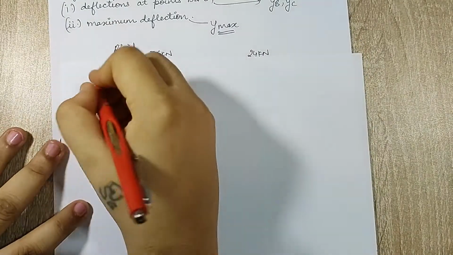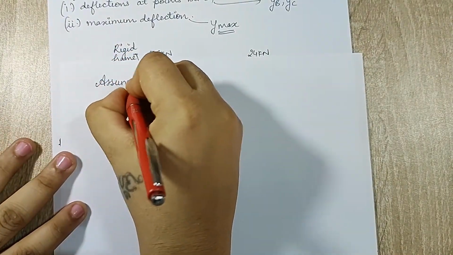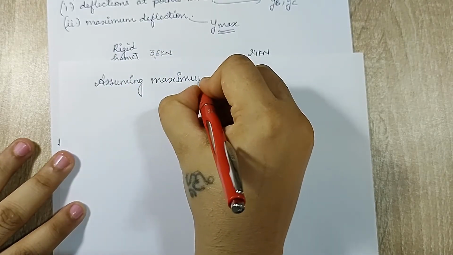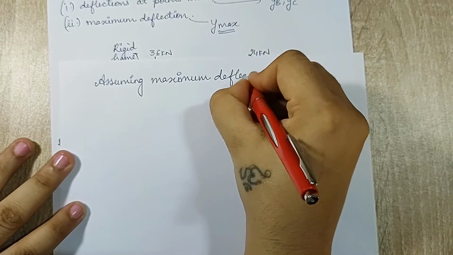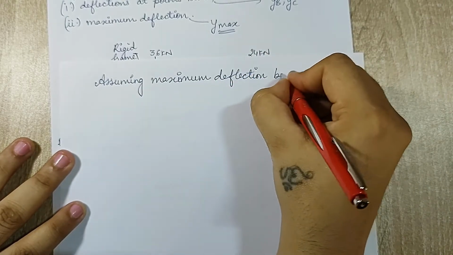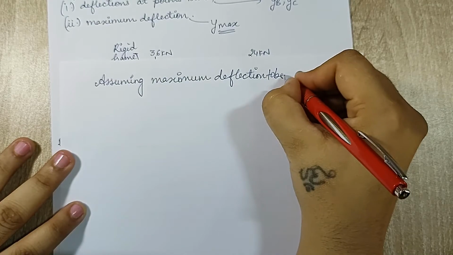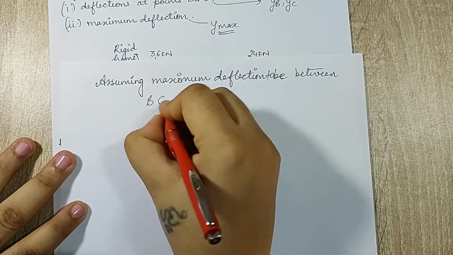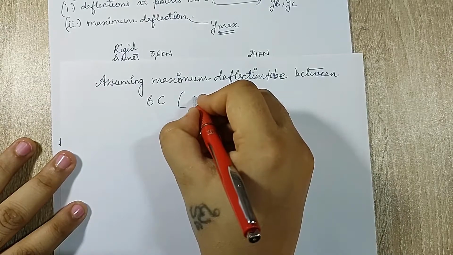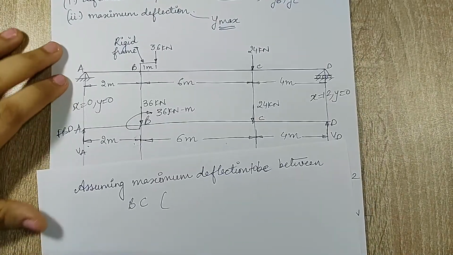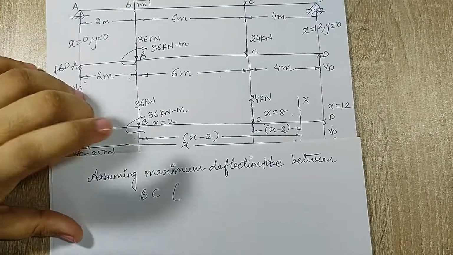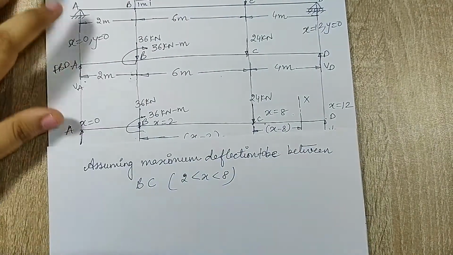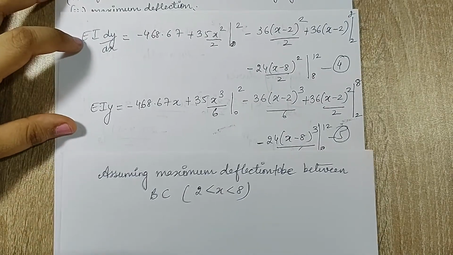So let's write down, assuming maximum deflection to be between BC, the range will be from 2 to 8. So I'll write down 2 less than X less than 8. Now I'll look at these equations again.